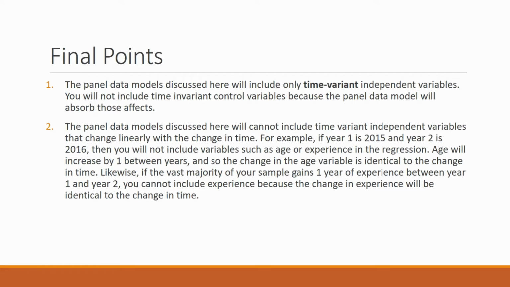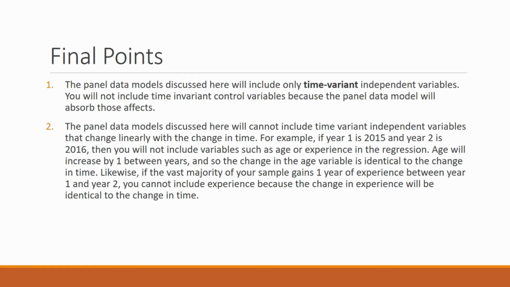Right? So age does change across time. It is time variant. It varies across time. But age varies in the exact same way as time does. If one of my years is 2015 and the other year is 2016, then age will change also by 1. Year is changing by 1 and age is changing by 1. And so we will not include age because it's changing by the exact same amount as the change in time. All right, so that's the first thing. Now, why not experience? Well, this is debatable, okay? So we can debate this.